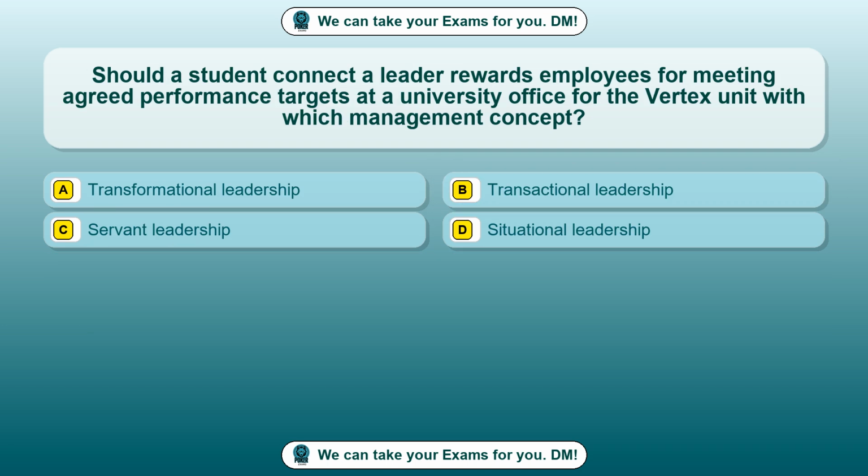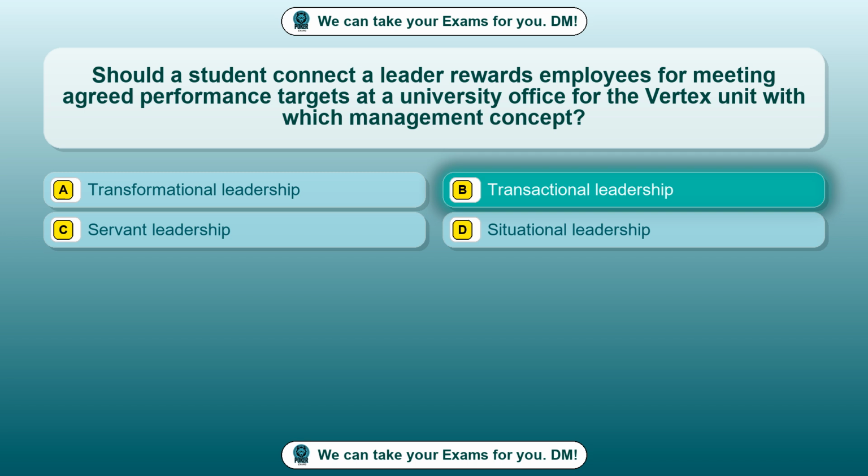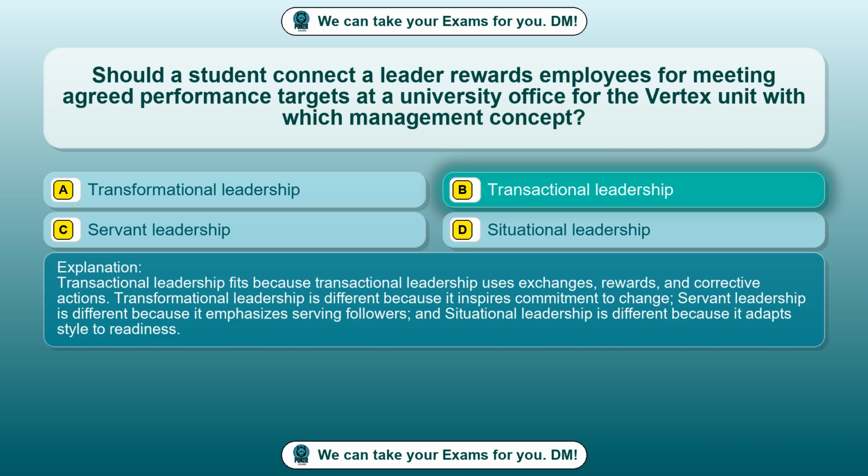Question 9. Should a student connect a leader rewards employees for meeting agreed performance targets at a university office for the Vertex unit with which management concept? Option A. Transformational leadership. Option B. Transactional leadership. Option C. Servant leadership. Option D. Situational leadership. The correct answer is option B. Transactional leadership. Transactional leadership fits because transactional leadership uses exchanges, rewards, and corrective actions.